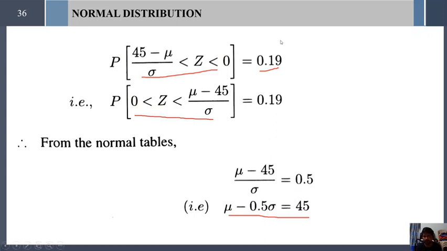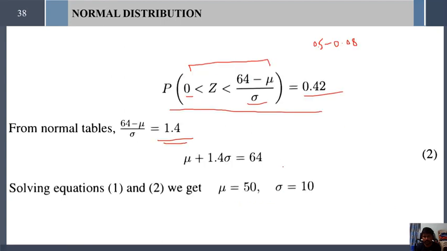So this is equation 1. This is equation 1, and next, equation 2 is nothing but this. This is equation 2. So solving equations 1 and 2, we can get the mean mu value equal to 50 and the sigma value equal to 10.